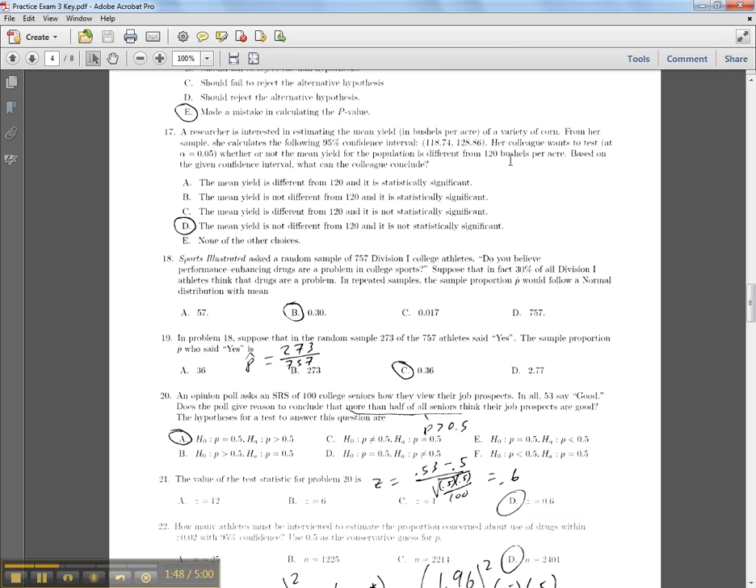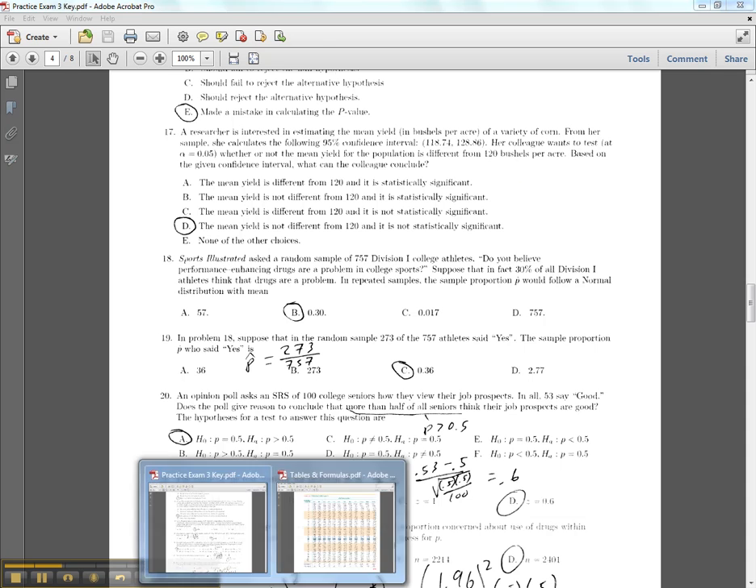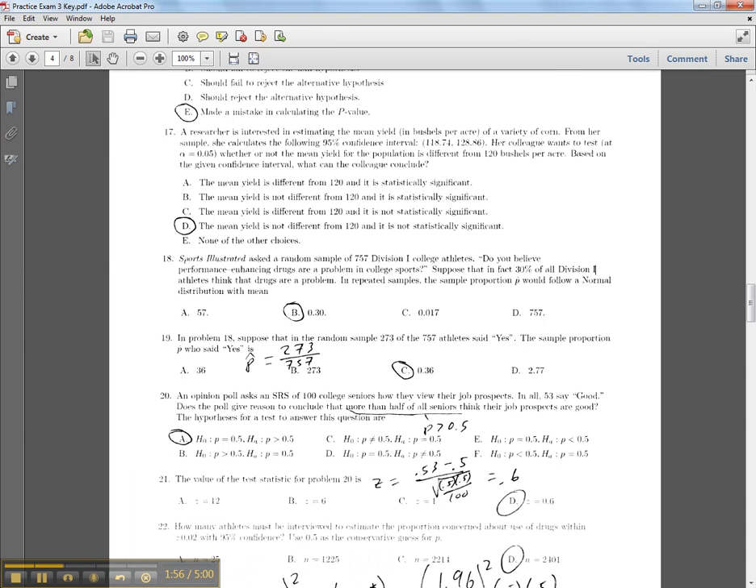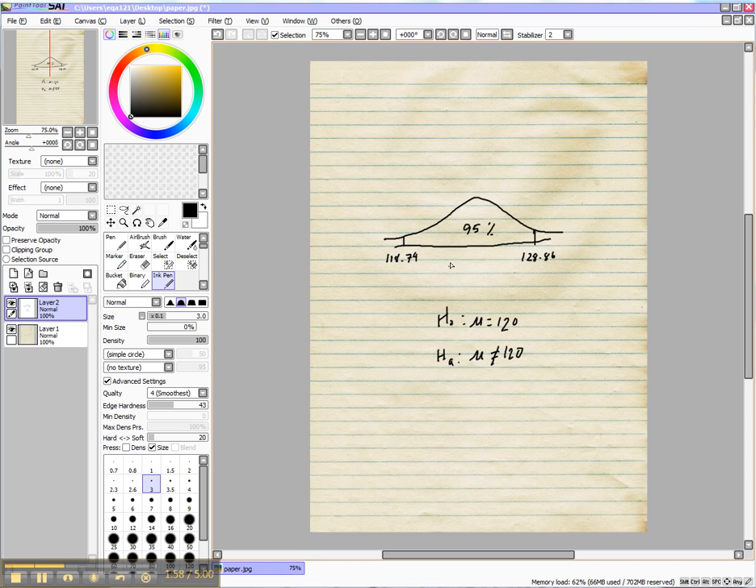If the claim is that mu is equal to 120, let's look at where 120 is in this confidence interval. Where would 120 fall? 120 is maybe slightly right after 118, so it'd be roughly right around here. So we're saying that 120 is within the confidence interval. Remember that if your mu is outside of your interval, then it's in p-value areas.